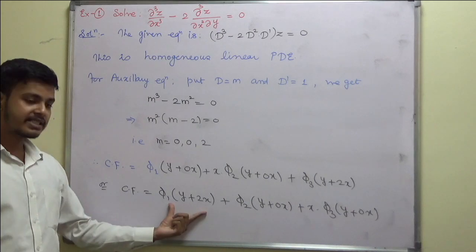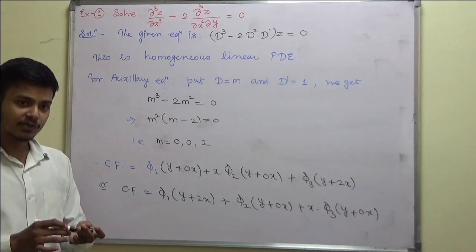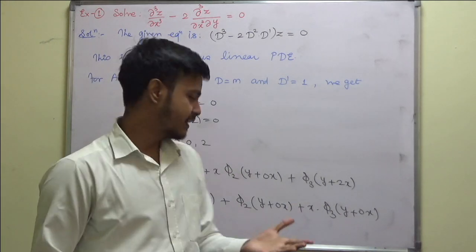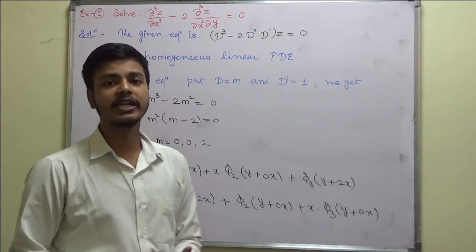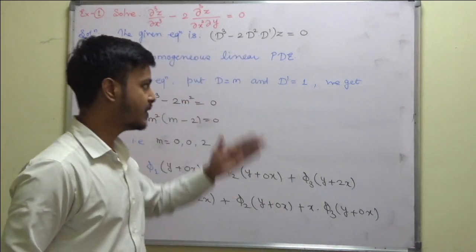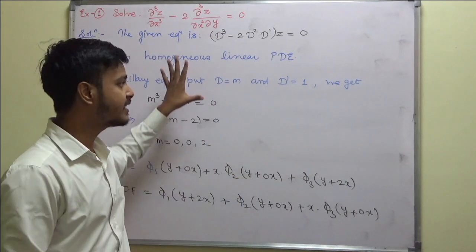Now once you get CF, write down the general solution. So what is the general solution? General solution is y equal to CF. Write down the CF and don't forget to write where phi 1, phi 2 and phi 3 are arbitrary functions. So in this lecture we have taken 3 different kinds of example.